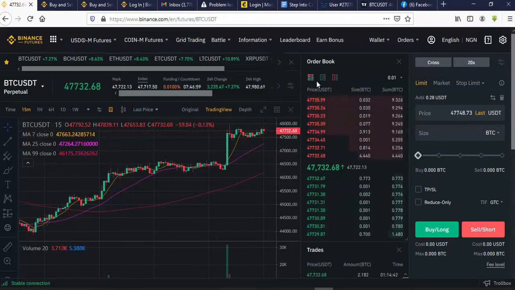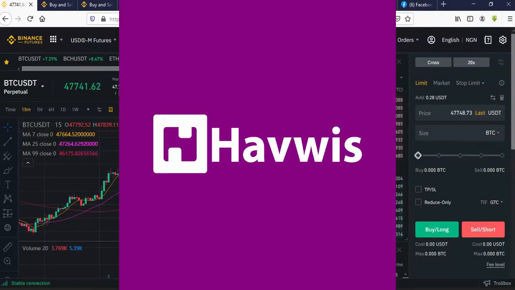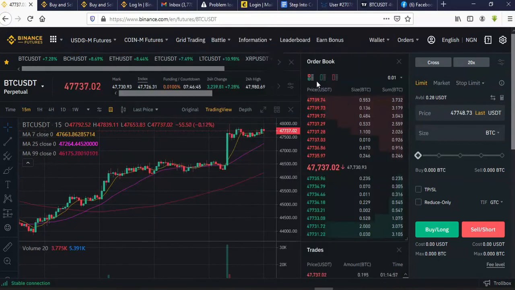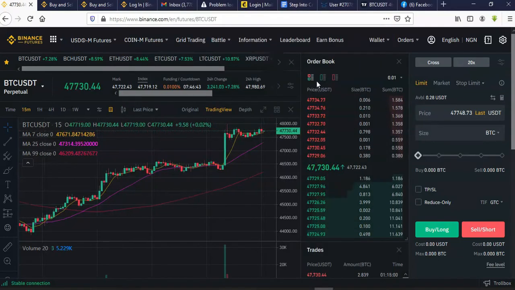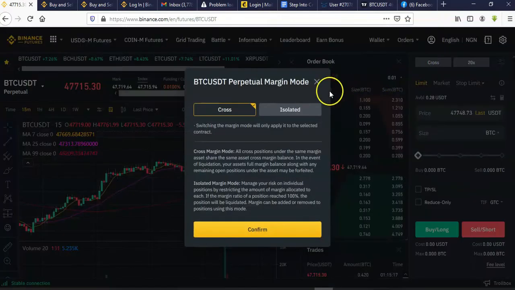But in isolated, your balance will be isolated from the position you have taken. So if you have $100 and you open a position with $50, the market won't touch your remaining $50 in your balance. Everything will just depend on the amount you have in your position. Okay, so this one is about leverage. I would recommend you to always use isolated.